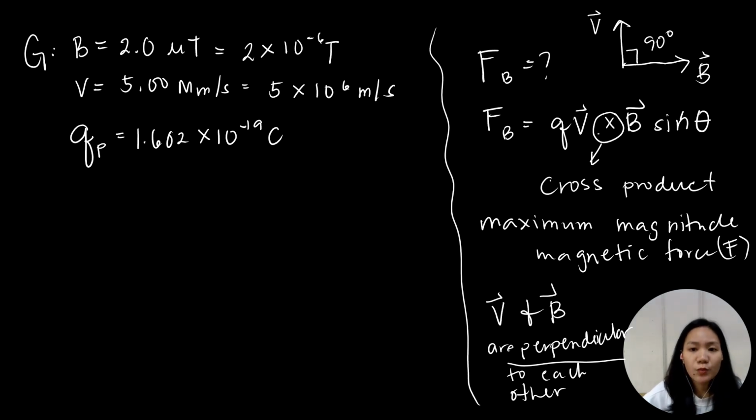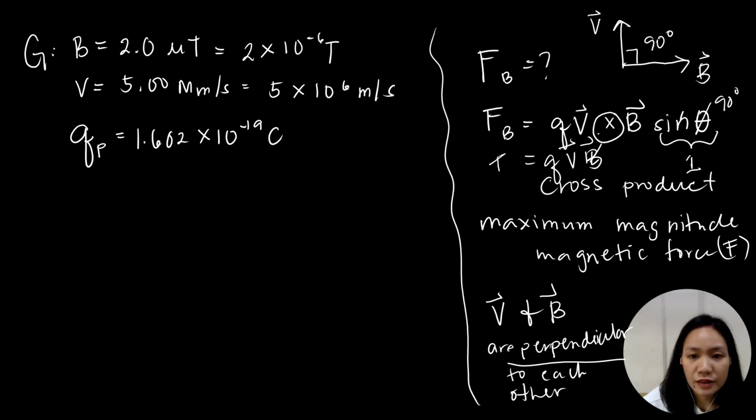If this condition is met, the theta here is 90 degrees and sine 90 is equal to 1. The multiplier then is 1, which gives us the maximum value of magnetic force, which is QVB. But in other cases, if, for example, the magnetic field B and V are not exactly perpendicular, but at a smaller angle, that would still result in a magnetic force, but with a much weaker magnitude.